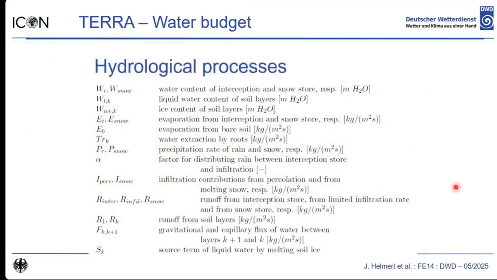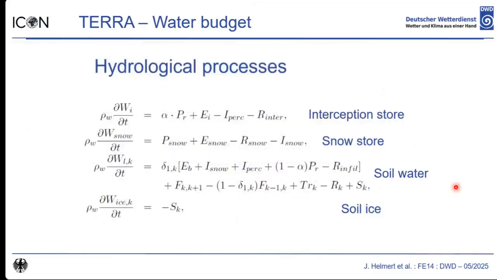Hydrological processes, okay. Again equations, I'll just make one example. Here is soil water, this WL of level K, so layer K in the ground, is all this budget equation. Here's also soil ice, so the water can also freeze. The snow layer, okay. Maybe an example here is this interception reservoir.